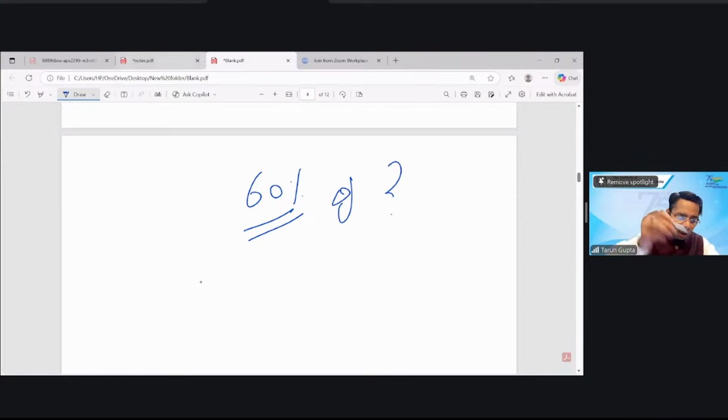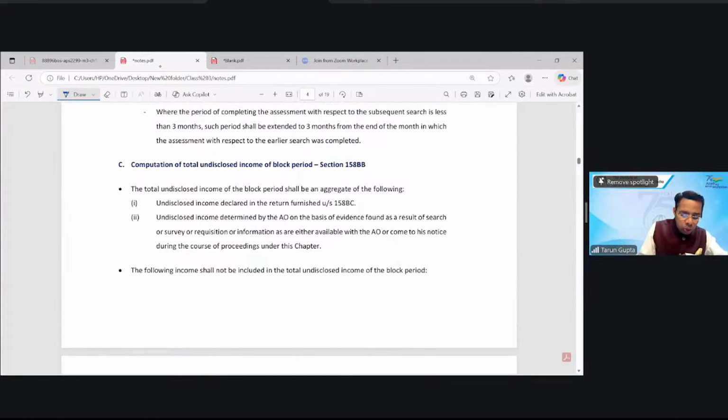So what the law says, see. The total undisclosed income of the block period shall be the aggregate of the following. What? Undisclosed income declared in the return. You got it, Sanjay ji, you asked about this while the return is filed. Whatever undisclosed income you have furnished in the return of income shall form part of the undisclosed income on which 60% shall be applied. So total undisclosed income means the undisclosed income which the assessee has furnished in the return under section 158BC, plus.